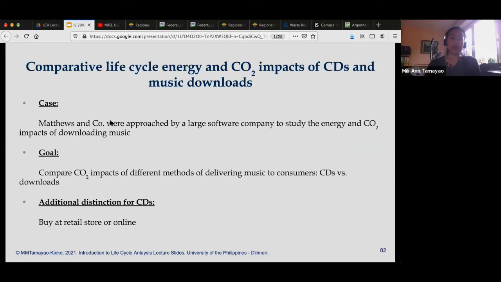The case here is that Matthews and Company were approached by a large software company to study the energy and CO2 impacts of downloading music. Now the goal is to compare CO2 impacts of different methods of delivering music to consumers. And this is CDs versus downloads. There is an additional distinction for CDs. You can either buy at a retail store or buy it online.